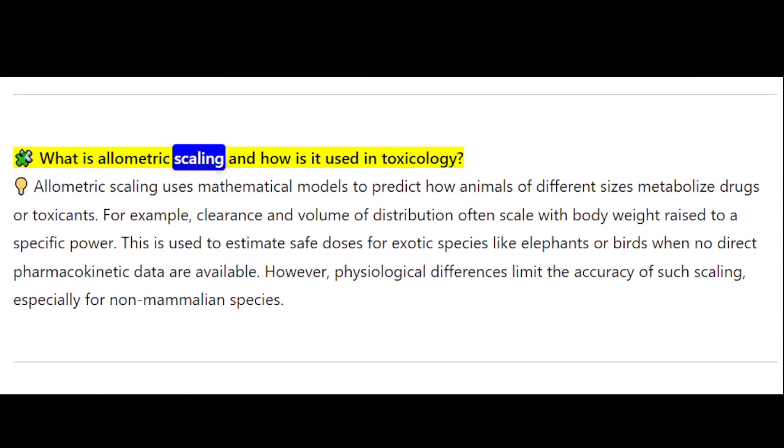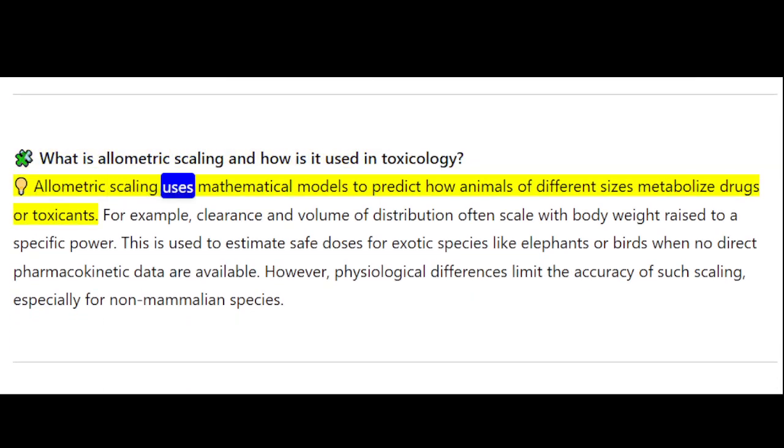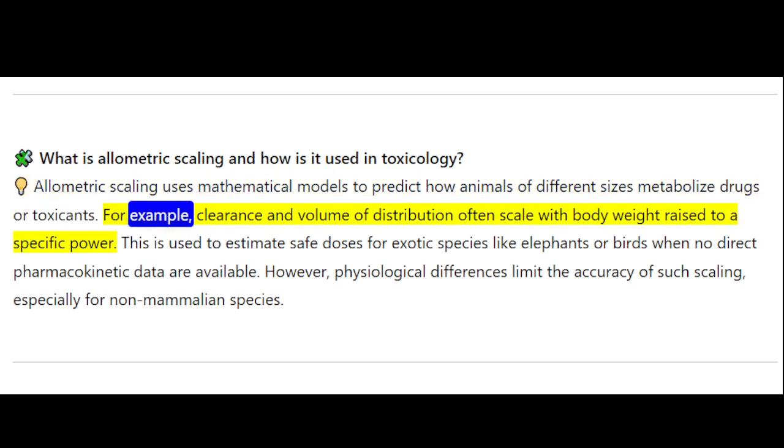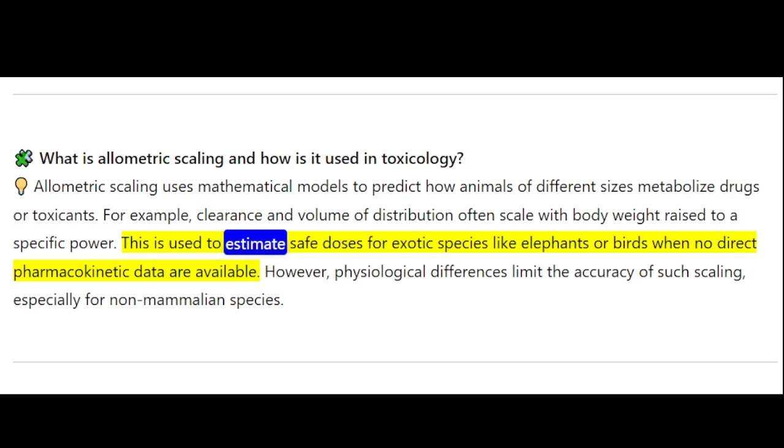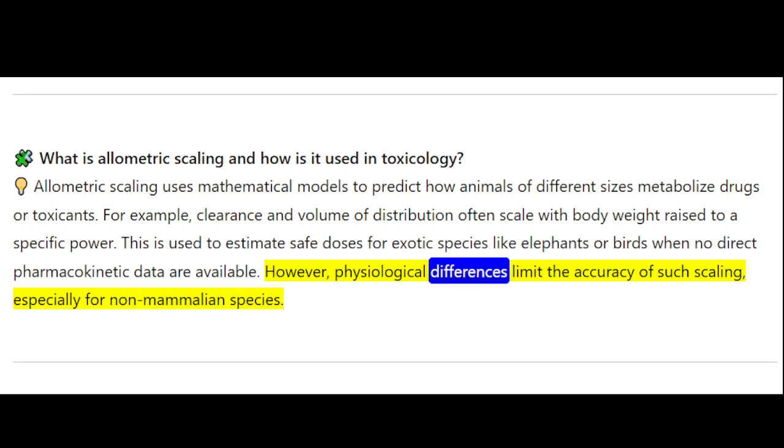What is allometric scaling and how is it used in toxicology? Allometric scaling uses mathematical models to predict how animals of different sizes metabolize drugs or toxicants. For example, clearance and volume of distribution often scale with body weight raised to a specific power. This is used to estimate safe doses for exotic species like elephants or birds when no direct pharmacokinetic data are available. However, physiological differences limit the accuracy of such scaling, especially for non-mammalian species.